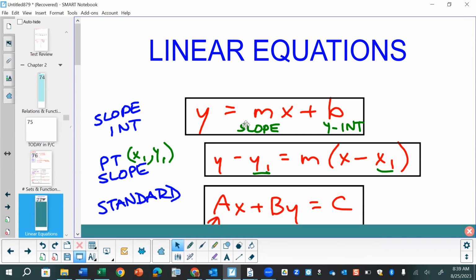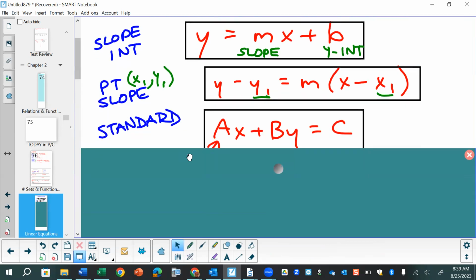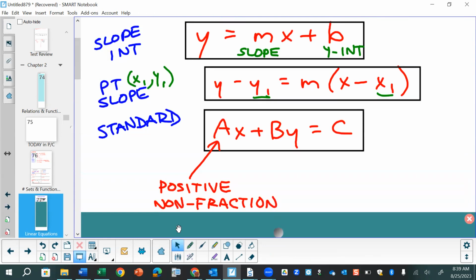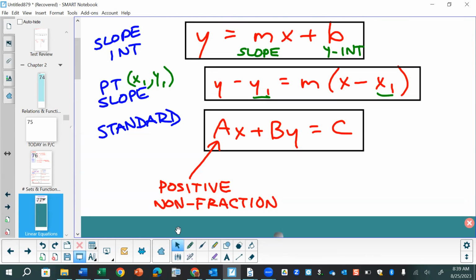And the last one, not so useful, but standard form. Put your x's and y's on the same side and your constant C by itself. Why am I pointing to A? You're asking. A has to be a positive whole number. Okay, so let's keep these handy.